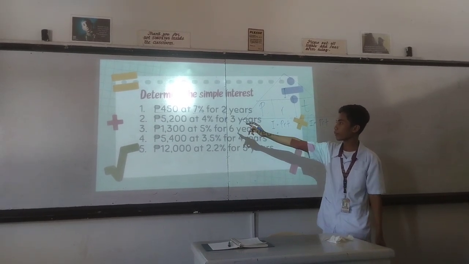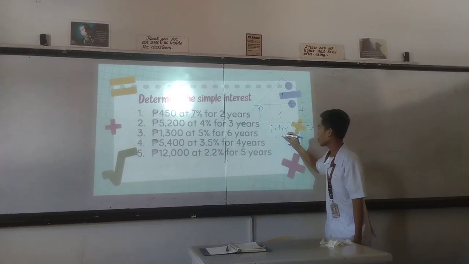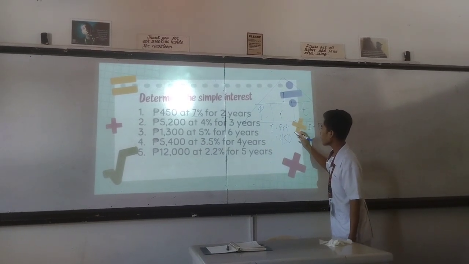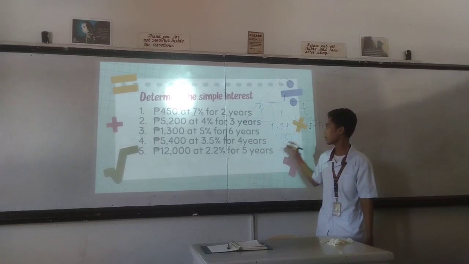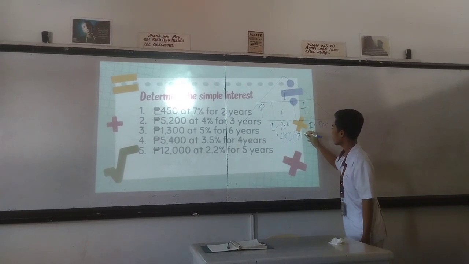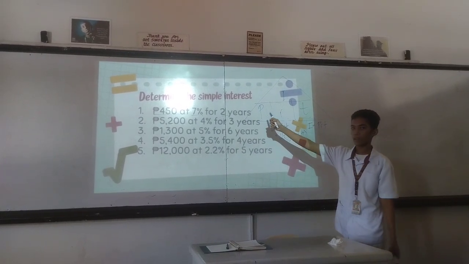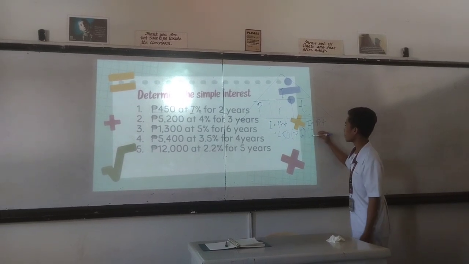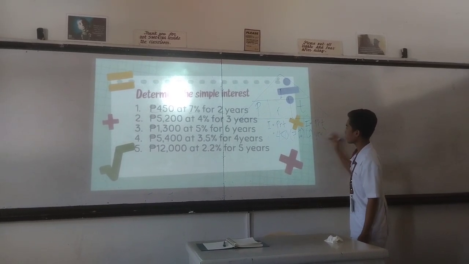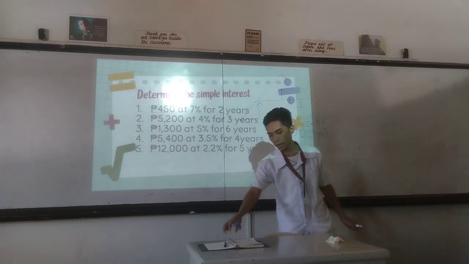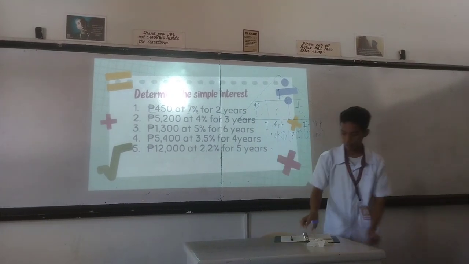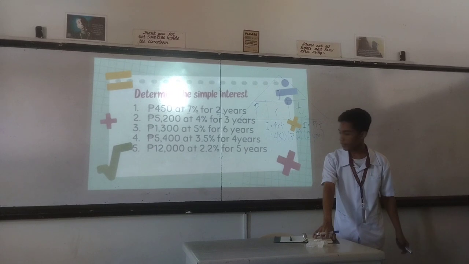So first, our principal amount is 450. So 450 multiplied by 7%, and then multiplied by 2, which is the time. So with that, we put it in the calculator, and the answer here is 63.